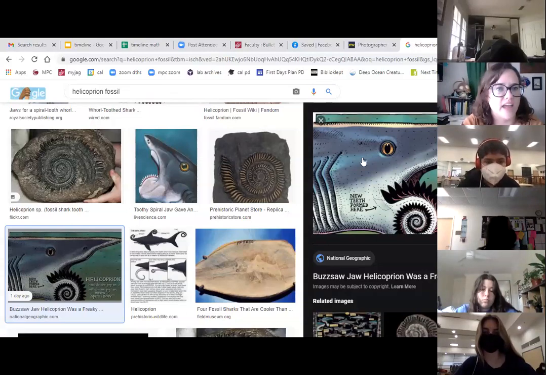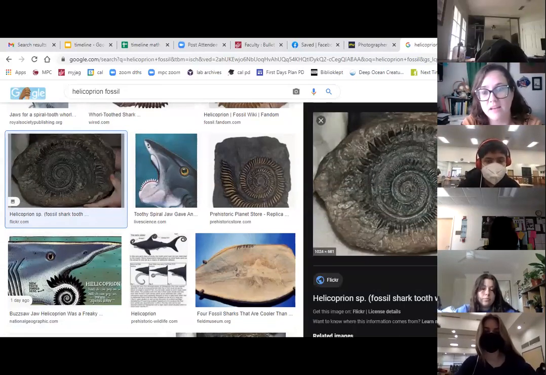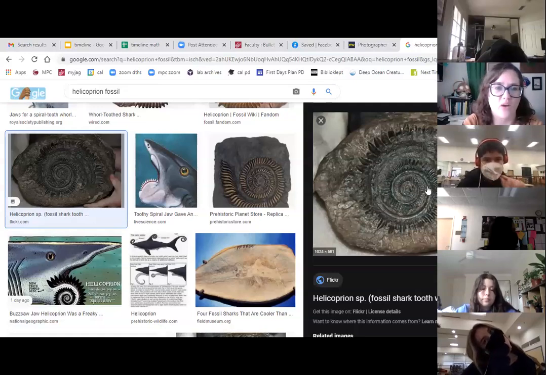So, okay, here's the fossil. Look at this. It's very exciting. It's obviously a very large animal. These teeth are already bigger than great white teeth. But what is it doing? We don't know.